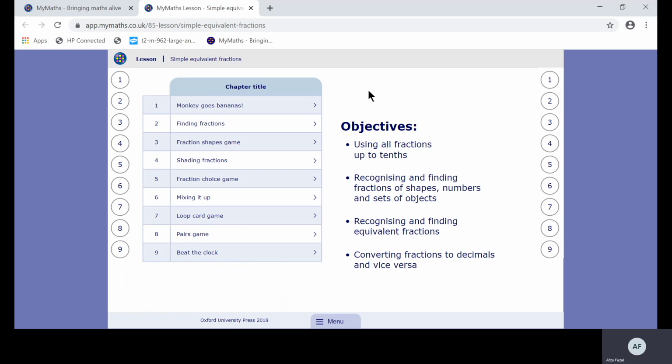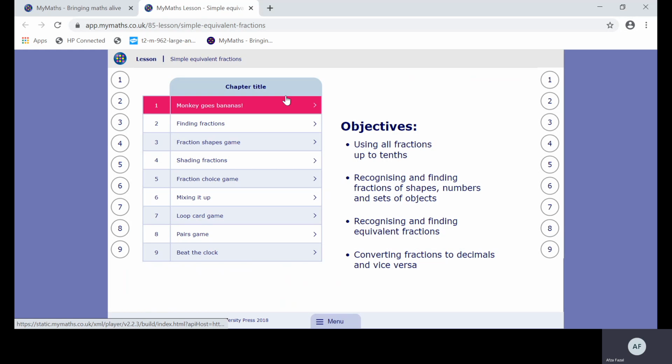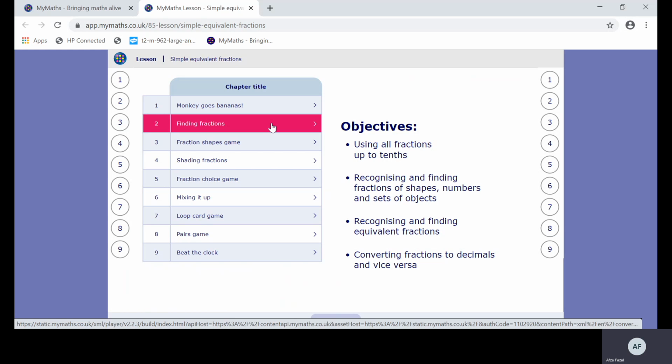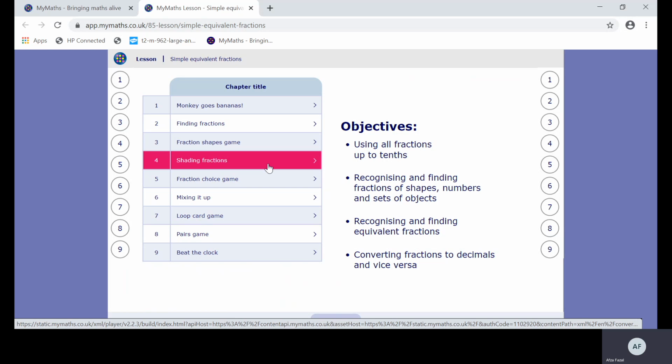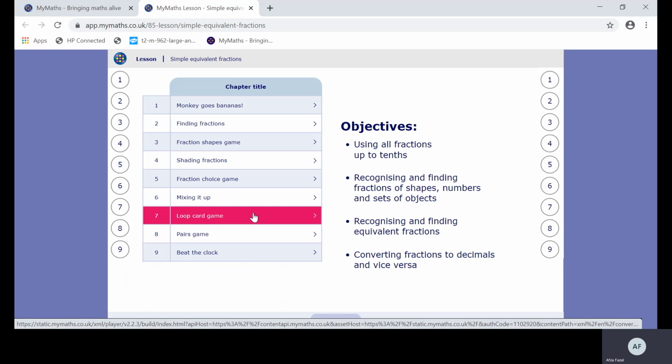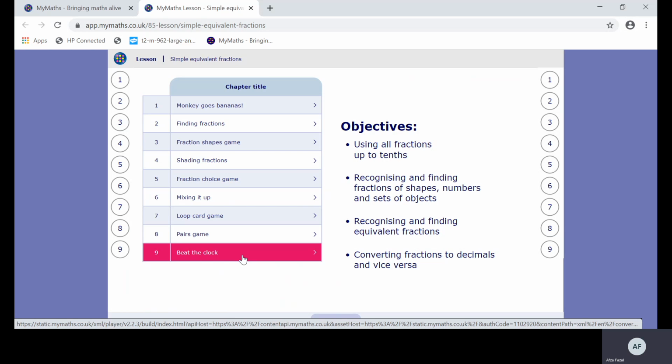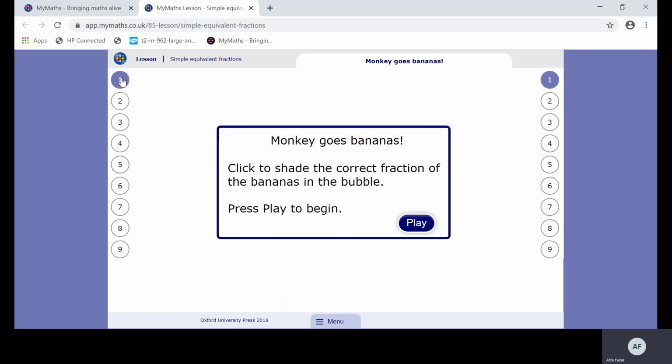So using all fractions up to tens, recognizing and finding fractions of shapes, numbers, and sets of objects, recognizing and finding equivalent fractions, converting fractions to decimals, and vice versa. So we've got monkey goes bananas, finding fractions, fraction shape games, shading fractions, fraction choice game, mixing it up, loop card, pair games, beat the clock. Okay, so let's start off.